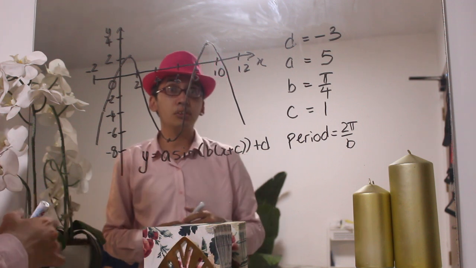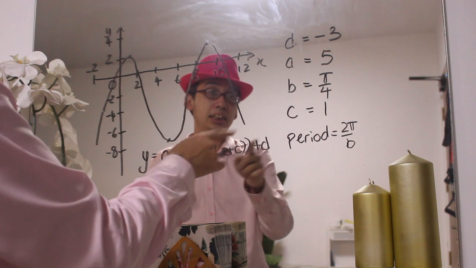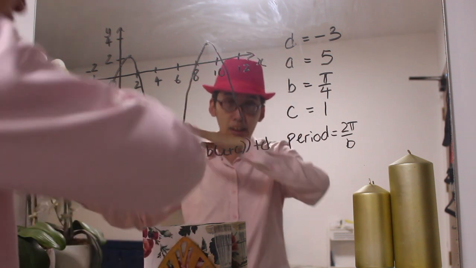Right? Okay, so that is how we solve the sine graph, how we get the a, b, c, d. The order must be d, a, b, c.